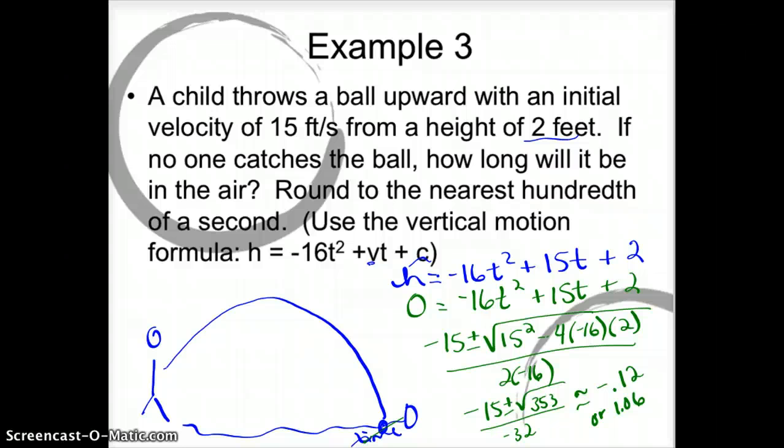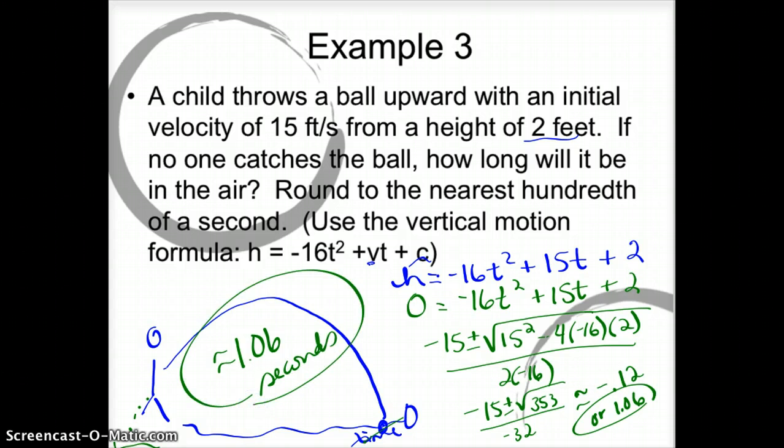So it would hit the ground back here if it had an infinite motion, negative 0.12 seconds ago, and it also hits the ground in 1.06 seconds. Remember, we really started at time 0, so this is going to be in the air for about 1.06 seconds if nobody catches the ball.